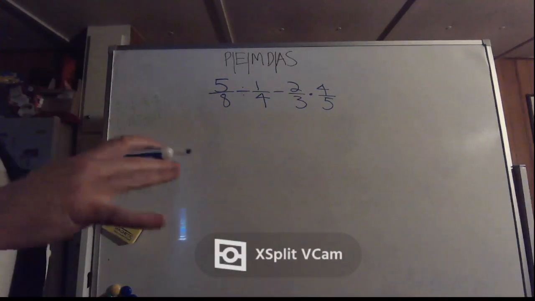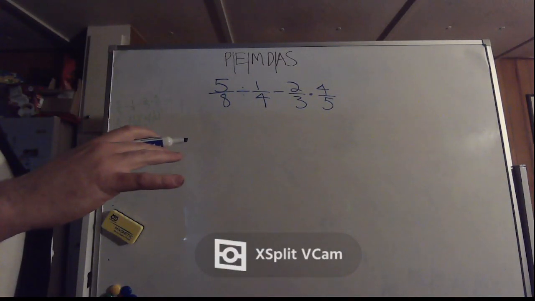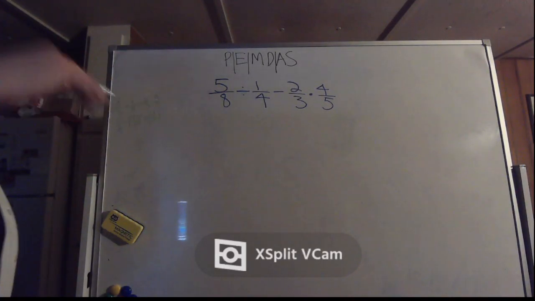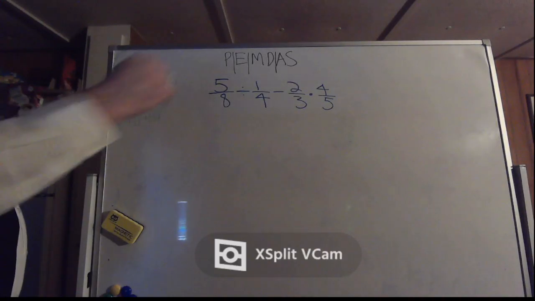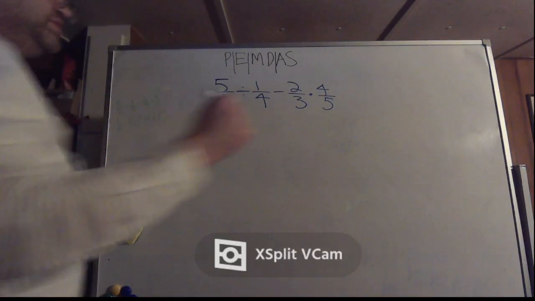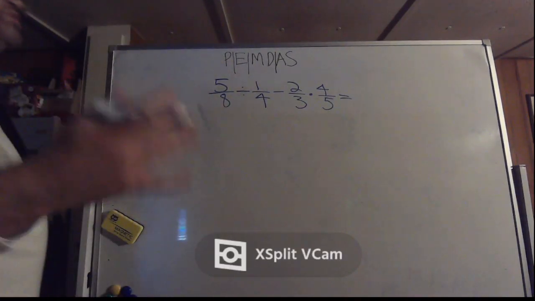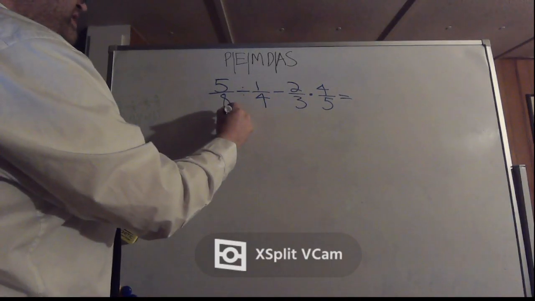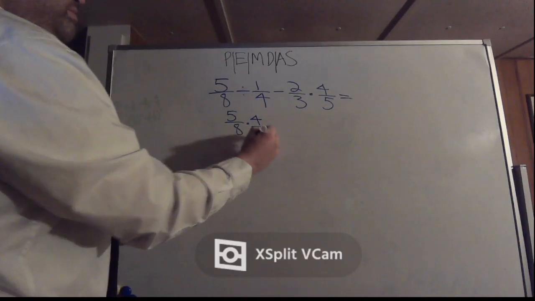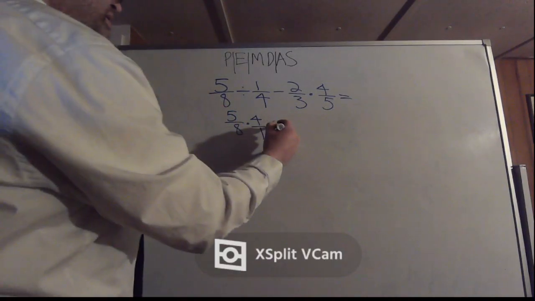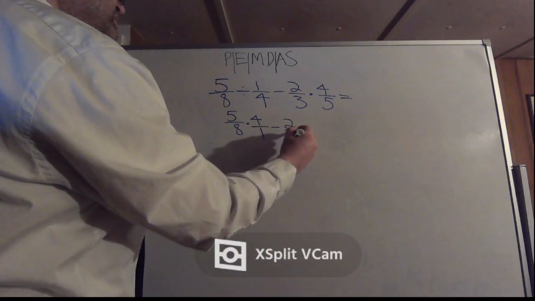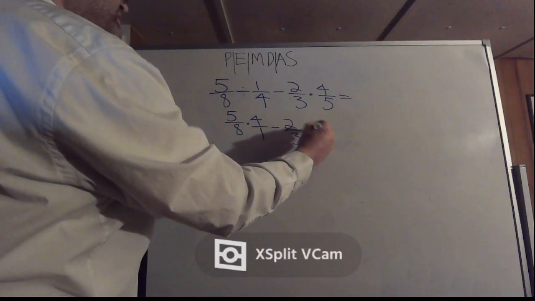Okay, so we got no parentheses, we have no exponents, but we do have multiplication and division. So remember, multiplication and division are the same priority as each other. We'll start with the division first. So you have the 5/8 divided by 1/4. Well, when you divide by something again, you multiply by the reciprocal. So you will have 5/8 times 4 over 1. We'll just have the guiding 1 there. Minus, alright, we got 2/3 times 4/5.